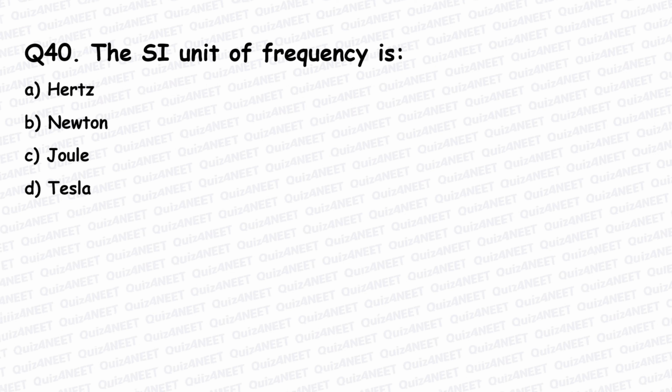Q40. The SI unit of frequency is A, hertz. B, Newton. C, joule. D, Tesla. Answer A, hertz. Explanation. Frequency is measured in hertz.